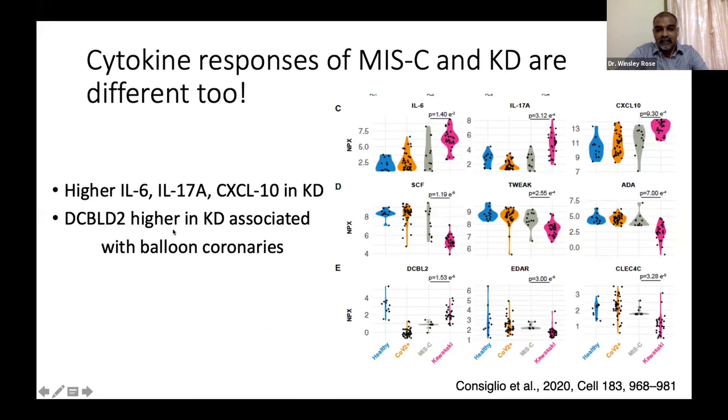Also, not only is it T cells, it's also cytokine responses. The cytokines produced in MIS-C and Kawasaki disease are also different, which is shown with these violin graphs. There is higher IL-6, IL-17A, CXCL10 in Kawasaki disease. And particularly, there is a cytokine called DCBLD2, which is higher in KD, which is associated with balloon coronaries. We are all aware that KD causes more coronary involvement than MIS-C, whereas MIS-C causes more myocardial involvement.